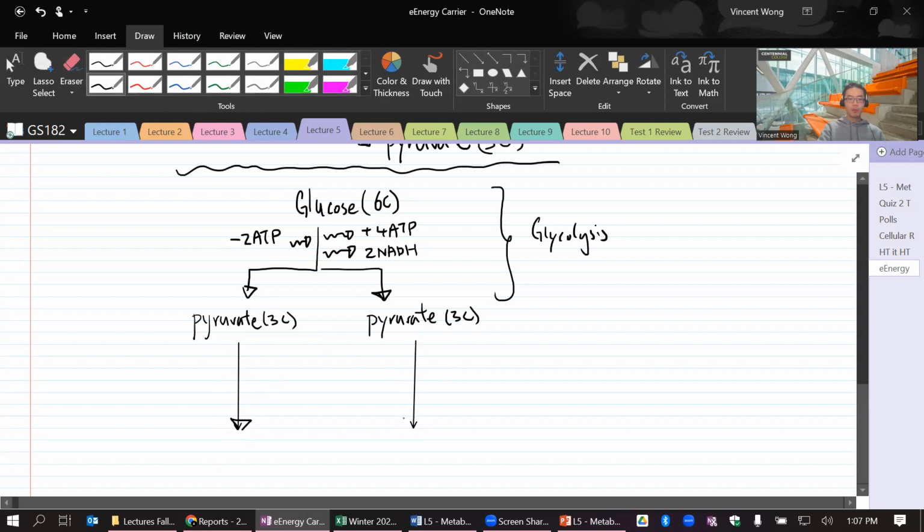Each pyruvate is going to undergo the same type of reaction. So there are 3 steps that are happening here. We will remove a carbon dioxide, and then we will extract more electrons from the pyruvate. So we will have a NAD plus that comes along and picks up the electrons to become NADH. Same thing over here.